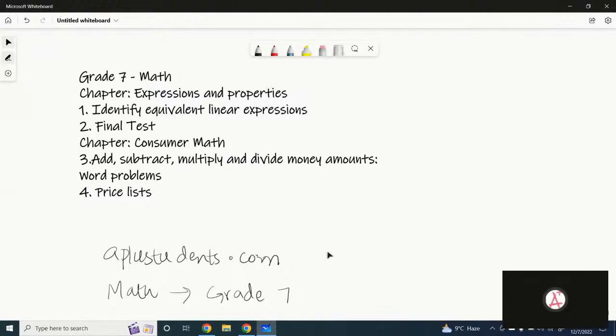So before starting the session, please make sure you have your notebook and pencil so that you can note down the important examples and definitions as well. Got it? Let's start with the first lesson, that is identify equivalent linear expressions. Let me write down the lesson name, then we'll start.